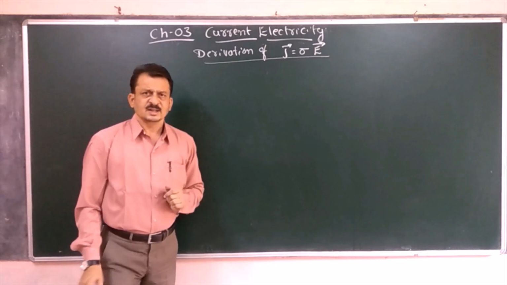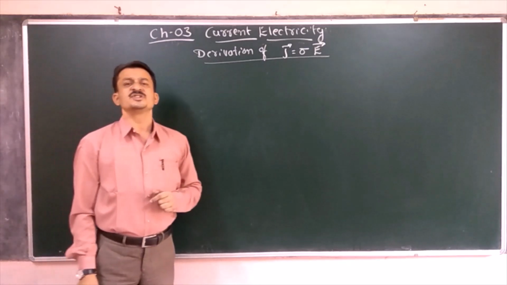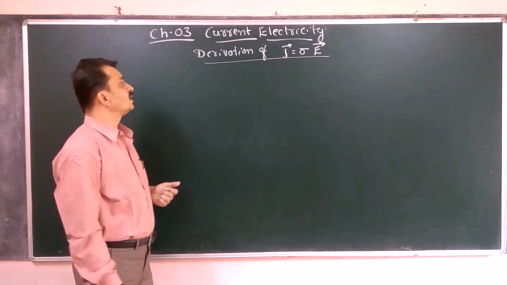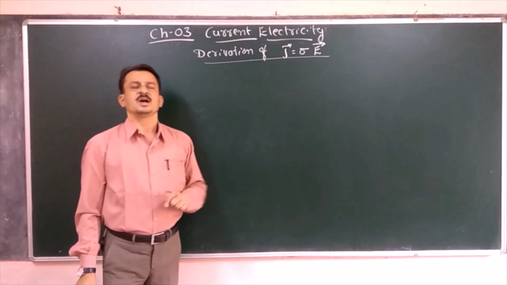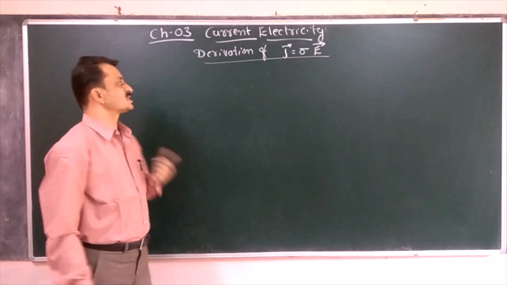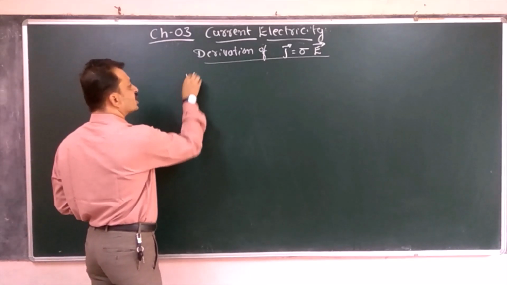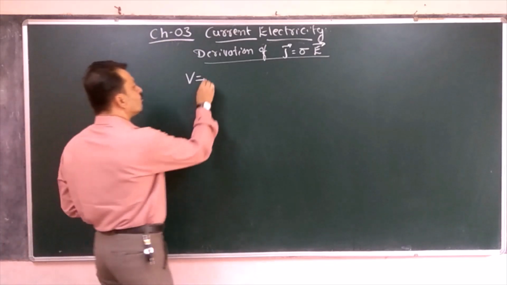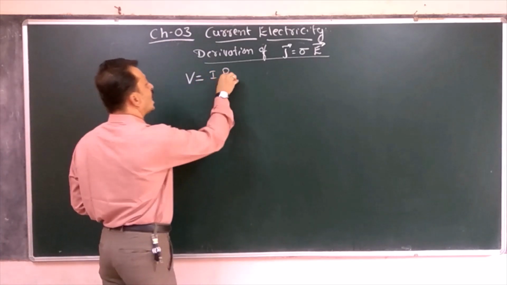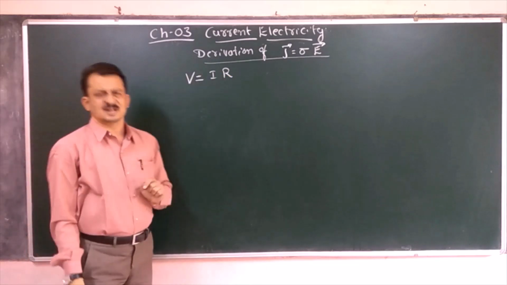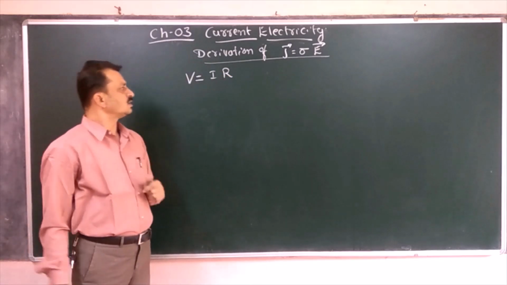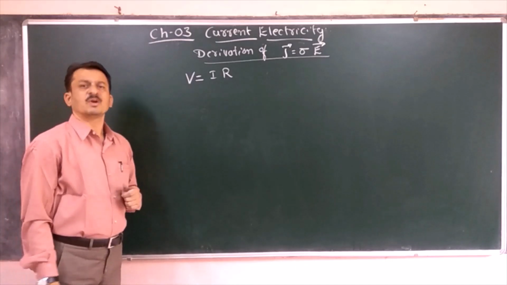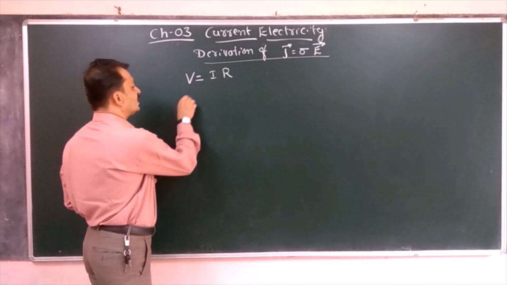According to Ohm's law, the current flowing through a conductor is directly proportional to the potential difference across the ends of the conductor, provided the temperature and all other physical conditions are constant. Now based on that statement of Ohm's law, we have one relation. V is equal to I into R, where R is the constant of proportionality, and that we have called as resistance. And also we have obtained one more relation for resistance of a conductor.